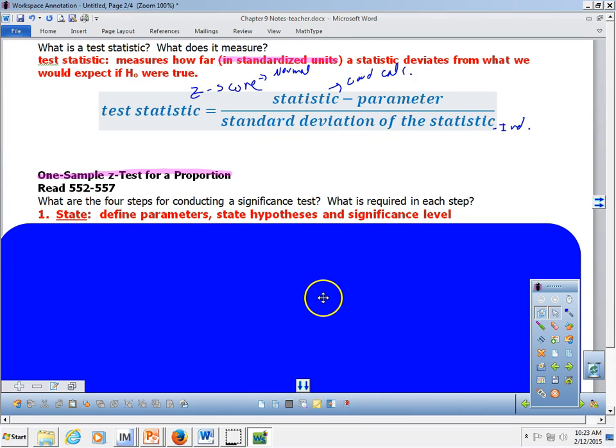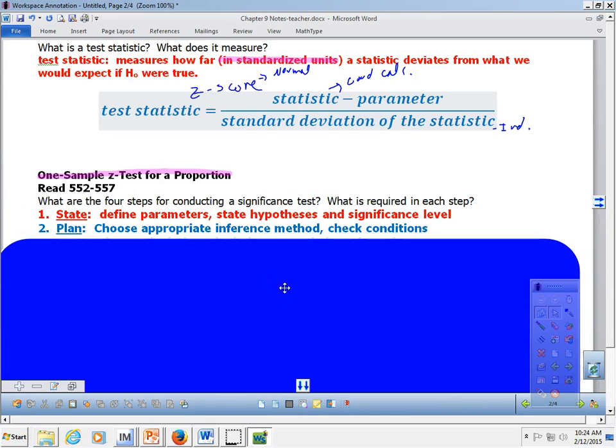What are the 4 steps for conducting a significance test, and what is required in each step? We're into our state, plan, do, conclude again. Some of you want to maintain that labeling, state, plan, do, conclude, and I think that's a great idea. Some of you are going to set that aside and just think through what needs to be included in your test. So, state: we want to define the parameters, state our hypotheses, and also let the world know what significance level you're going to use, okay?